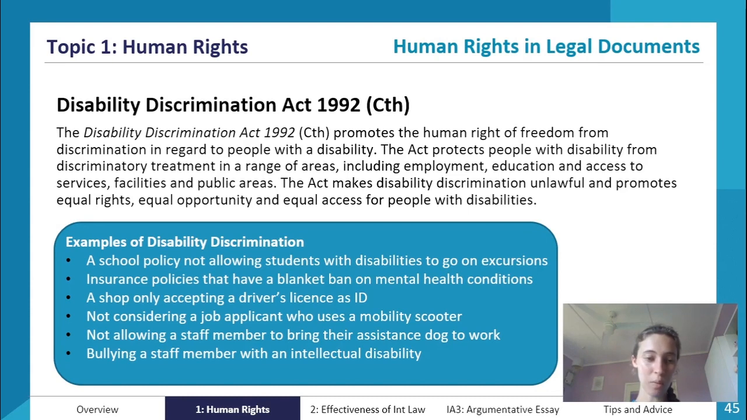So if we have a look at some examples of disability discrimination as they may occur in real life. So a school policy not allowing students with disabilities to go on excursions. So if the school deemed it too tricky to accommodate them and they didn't allow them to come, then that would actually be discriminating against them based on their disability. And you've got some other examples there related to employment and other sort of social and service related situations.